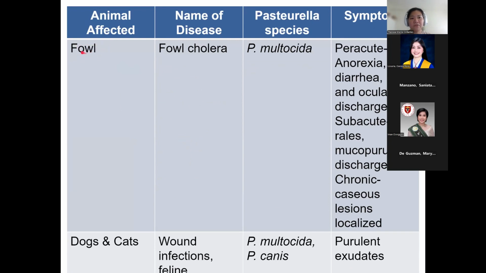In birds, chickens can usually be affected by this. I still see this in native chickens, and even in fighting cocks. They are usually the ones where you will see fowl cholera. And there is a vaccine that can be given for this fowl cholera. The species is multocida. This can cause peracute anorexia, diarrhea, nasal and ocular discharge, subacute rales, mucopurulent discharge, and chronic caseous lesions, which are localized.